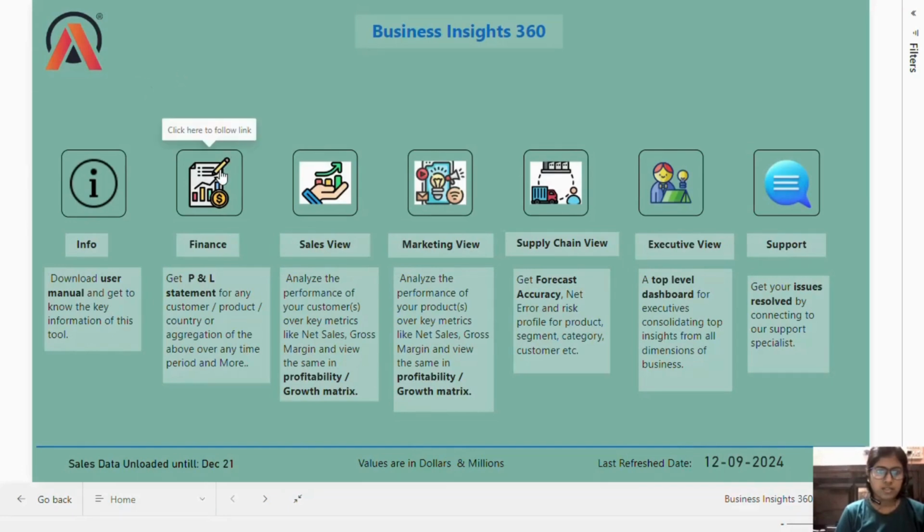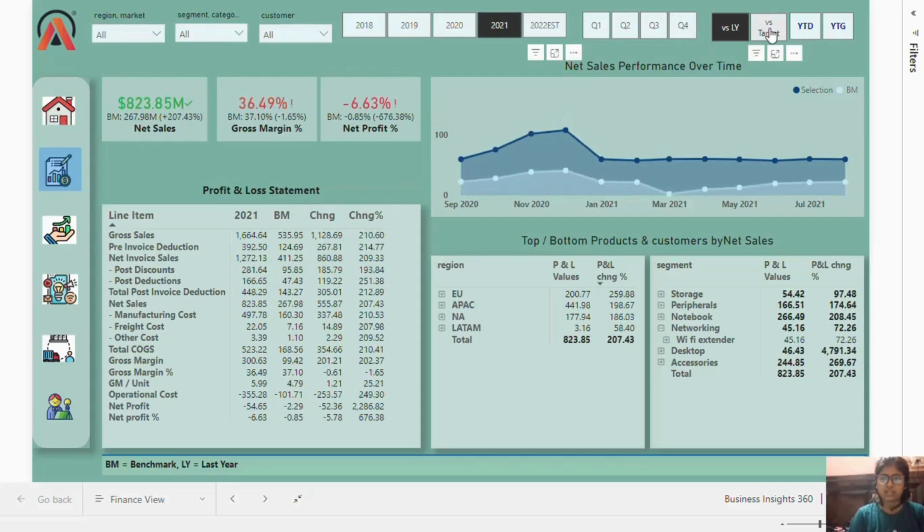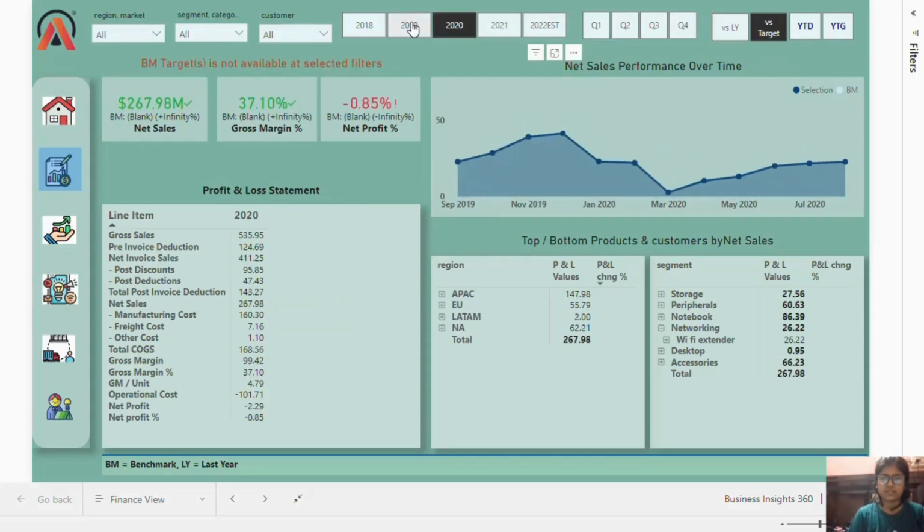So let us now explore the finance view. This is the finance view, and here are some charts, and on top of that there are some filters. You can see here in the year 2022 we have some estimated data. Basically we have actual sales data till December, and for the rest of the year, that is from January to August, we have some estimated data. But why till August? As I already told you, the fiscal year of AtliQ Hardware starts from September and ends in August. But if you click on any other year, you cannot see the target data.